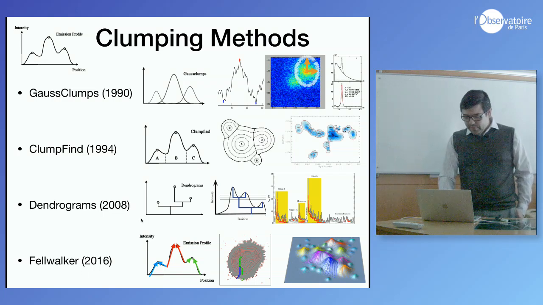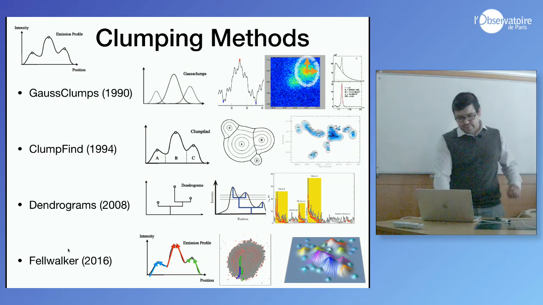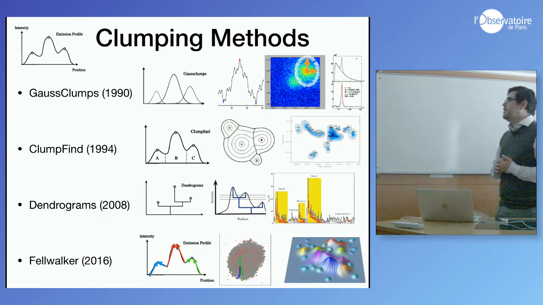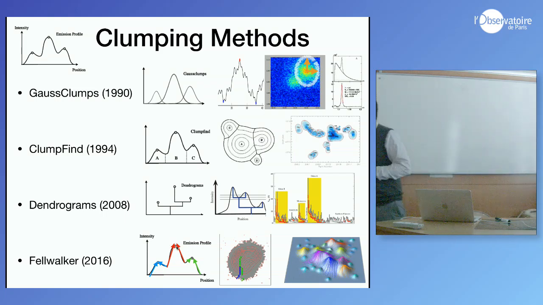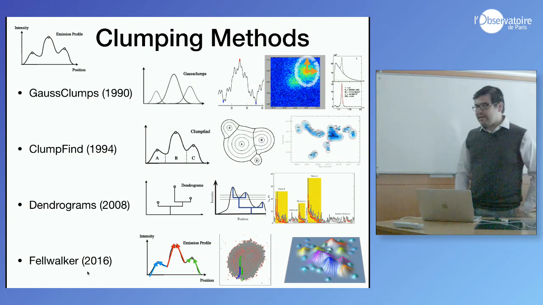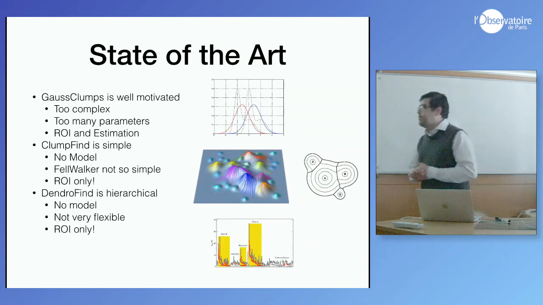And we have much more heuristic ways to do this, also faster ways like Feldwalker, which is an algorithm that actually uses gradient descent or hill climbing, as you want to present it, in order to generate a separate group similar to ClumpFind. It's a little bit more robust than ClumpFind, but I think it hasn't gotten the attention that it needs. It's a quite good algorithm, but not very popular.